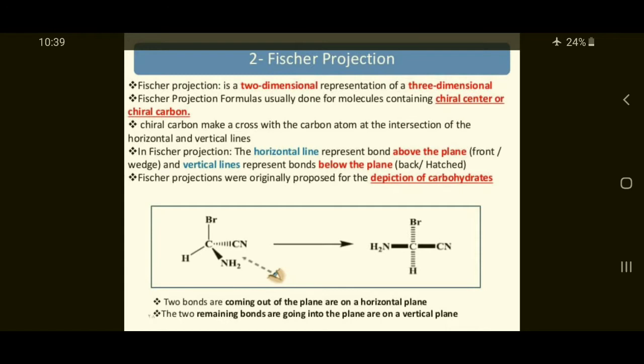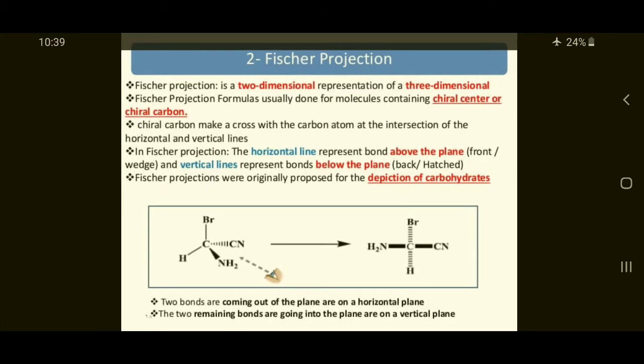It is difficult to draw three-dimensional structures of organic compounds on a blackboard, as it takes too much time. The Fischer projection is a method to show the spatial arrangement of groups around the tetrahedral carbon atom on two-dimensional paper. So these are called Fischer projection formulas.